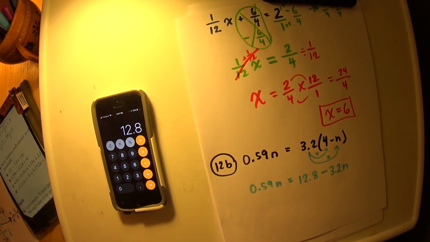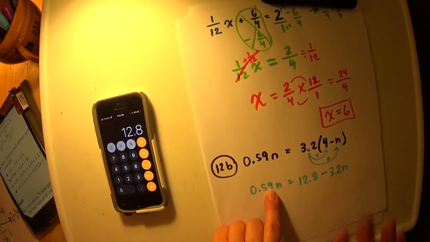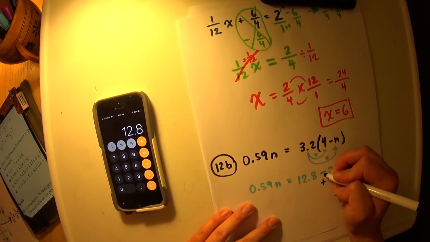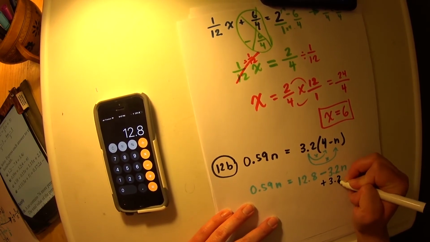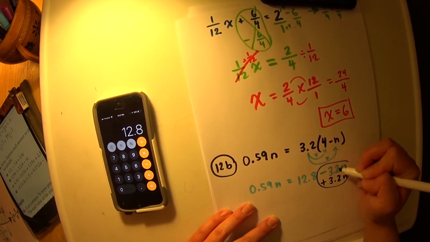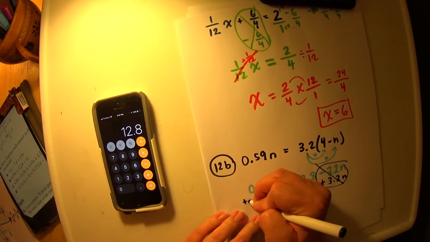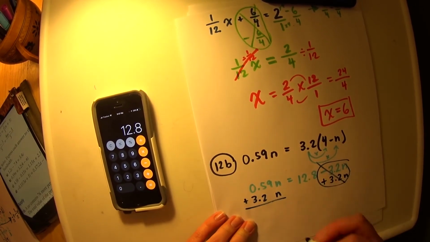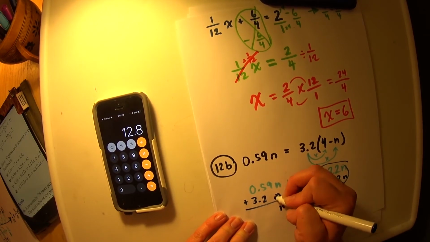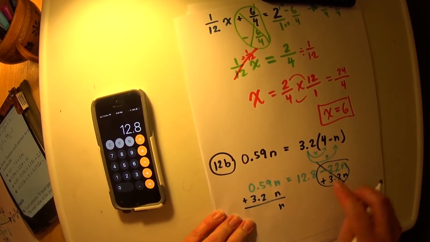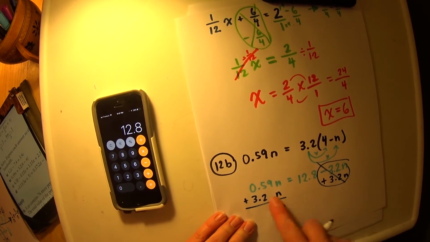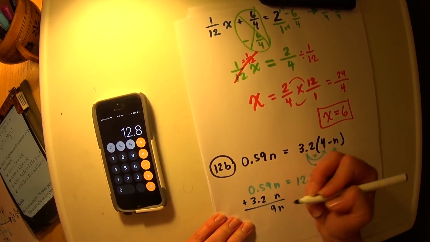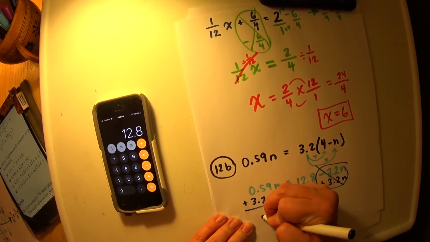Okay, so next thing, variables on both sides, no good. We need to move them to the same side. So the opposite of subtracting 3.2n is to add 3.2n. Gone. But then I have to do the same thing here: 3.2n, add it. 9 plus nothing. It is plus, see? Opposite of subtracting. 9 plus nothing, 9. 5 plus 2, 7.